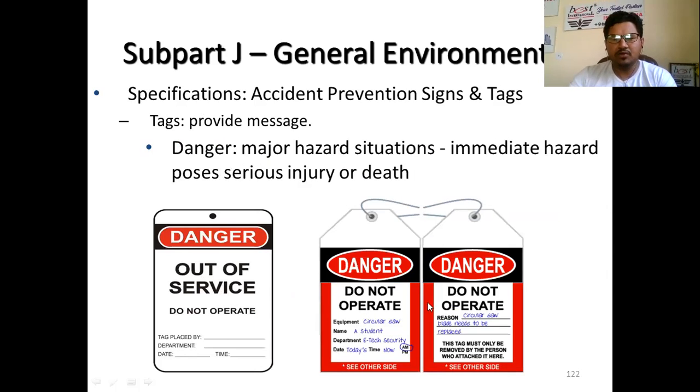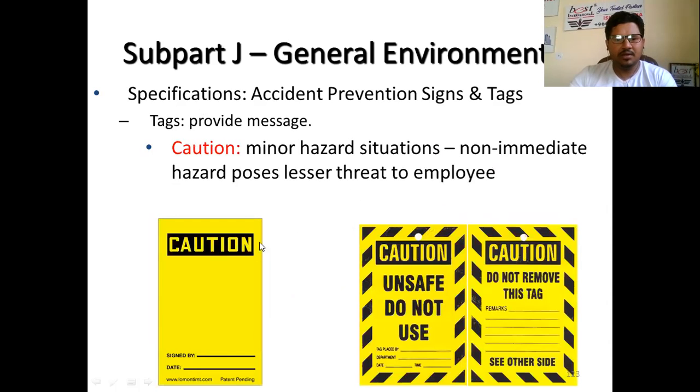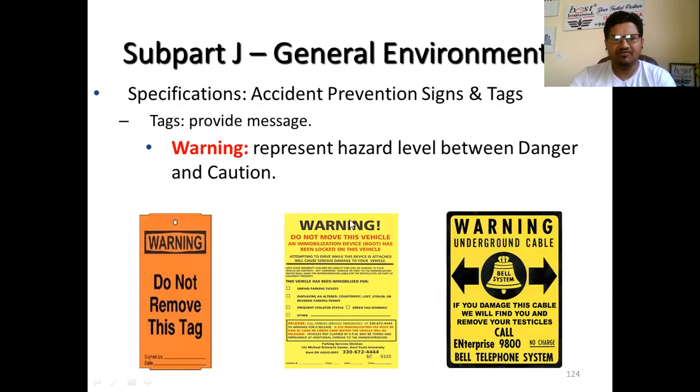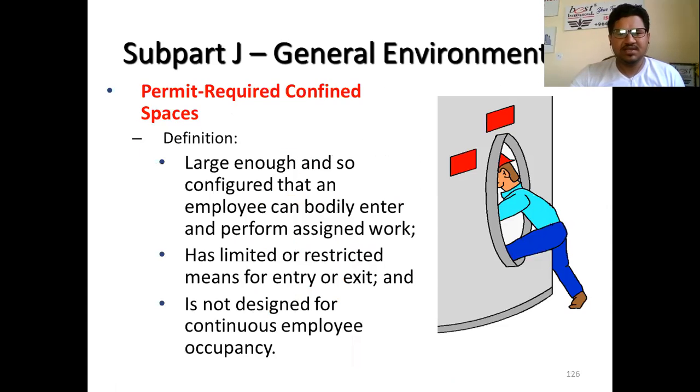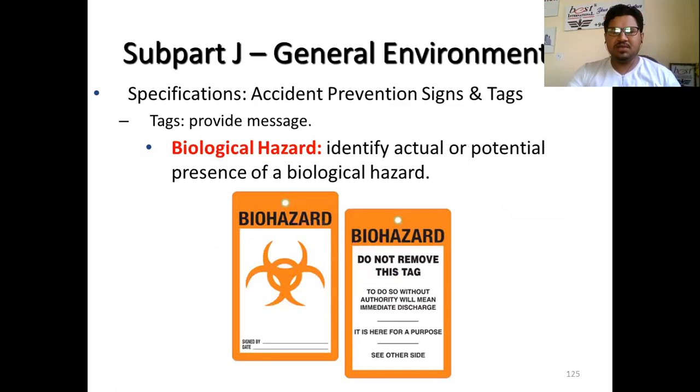And you can put do not operate, do not operate. For caution, again, we can use this one. For warnings, a hazard level between danger and caution, we can use the below tags. For biological hazards, to identify actual or potential presence of a biological hazard, we can use these tags, especially in a hospital for waste collection and disposal.